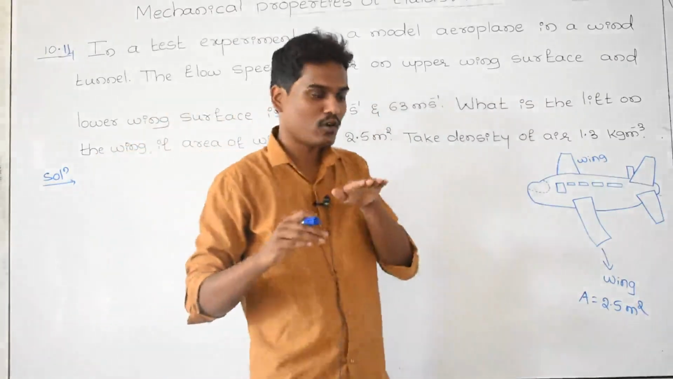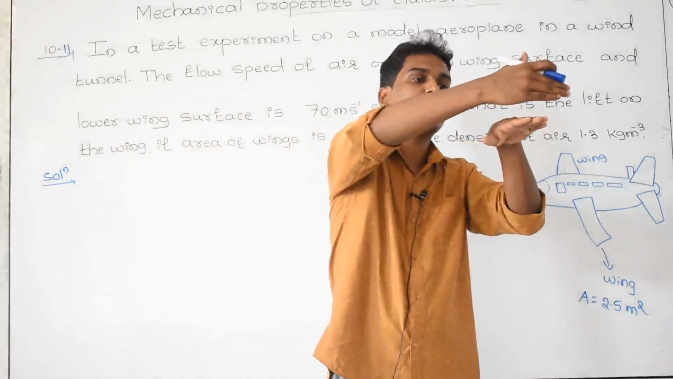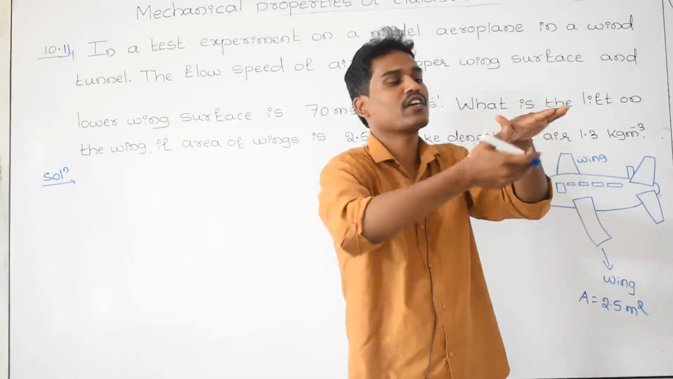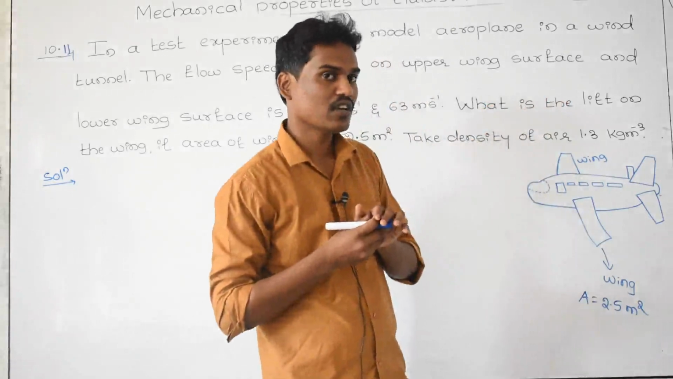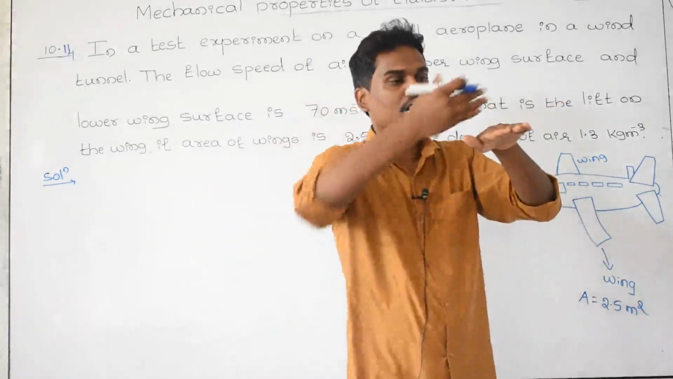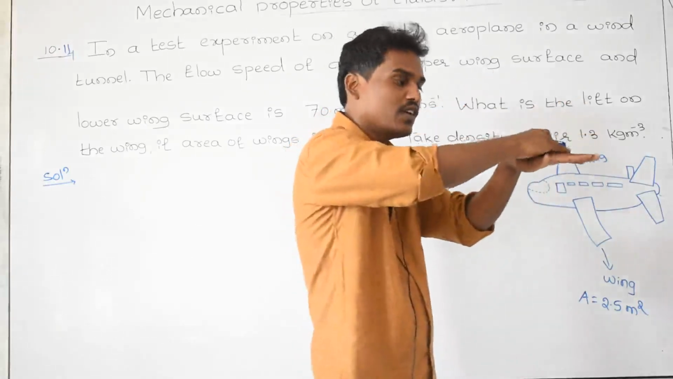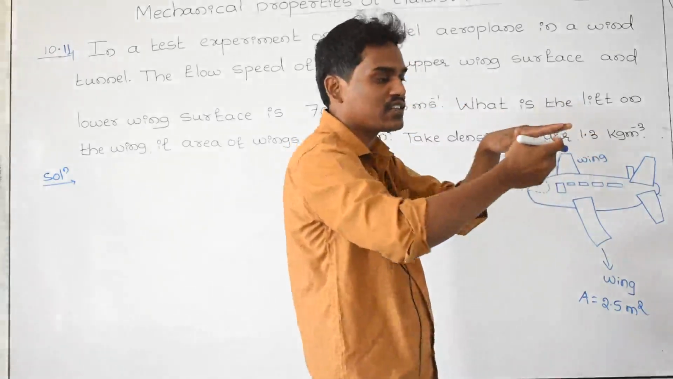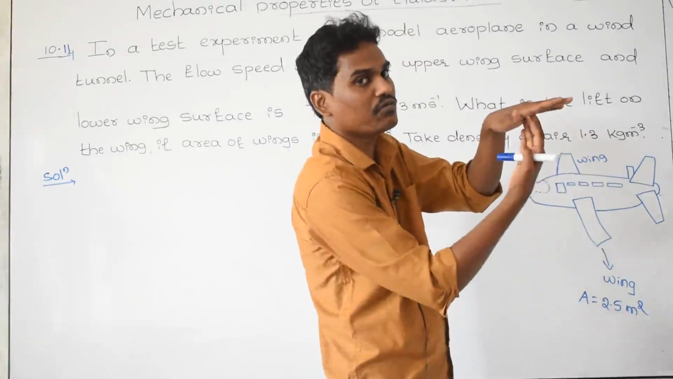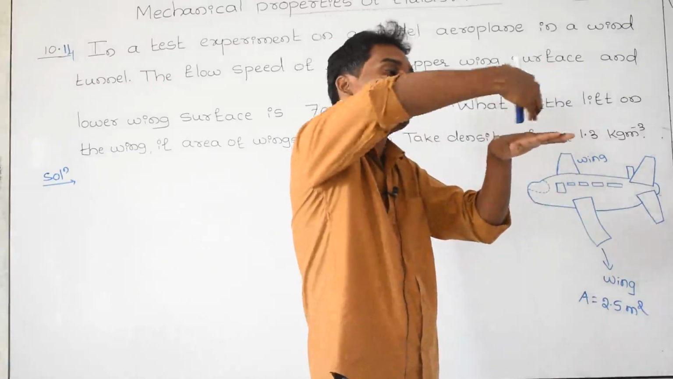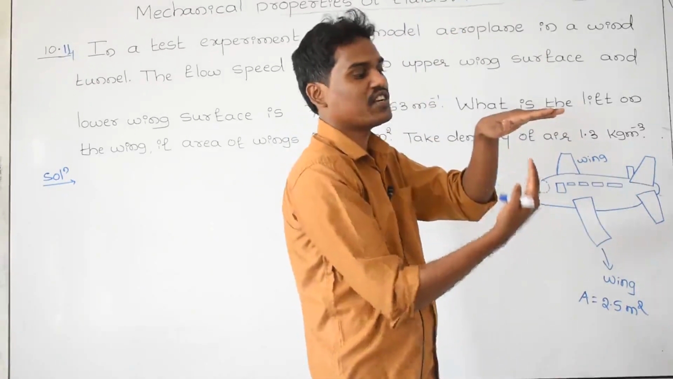Whenever the aeroplane is moving in the air, the air is blowing on the upper surface and the lower surface of the wing. The two speeds are given as V1 and V2 respectively. Because of the air blow, here the speed of air is more and here the speed of air is less. The lesser the speed, the more the pressure, and the more the speed of air, the lesser the pressure. So downward pressure is less, upward pressure is more.